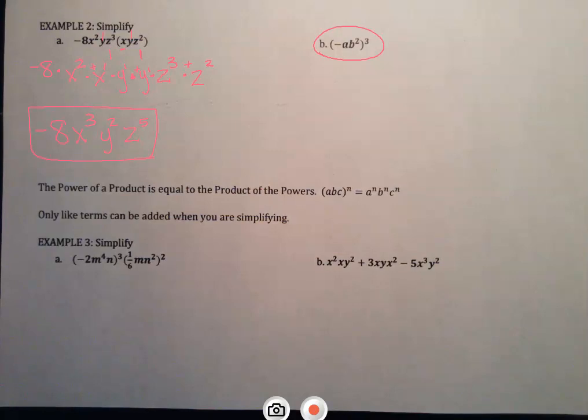Okay, so in B, we need to break this down. There's a negative sign here. What does the negative sign represent? Not a negative A, not a negative A and B, not AB squared. The negative is for a -1, because we don't have another number. So this is -1.